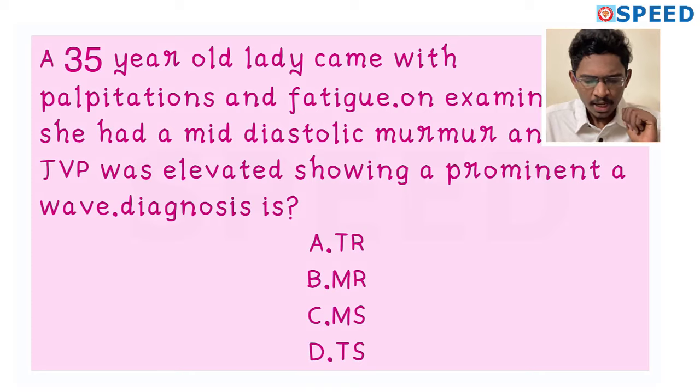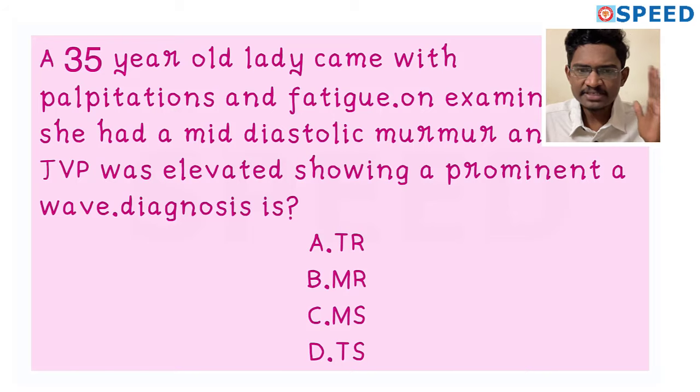First question, a 30-year-old female came with complaints of palpitations and fatigue. On auscultation, a mid-diastolic murmur is heard. The JVP is elevated and a prominent A wave is there. What is the possible diagnosis?